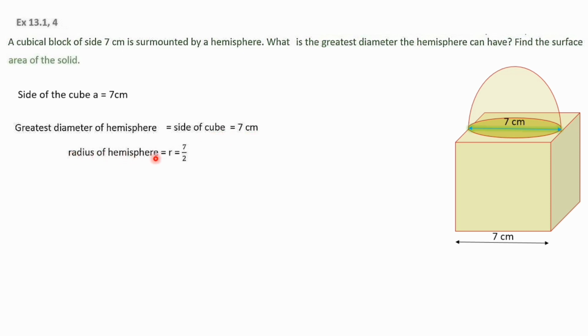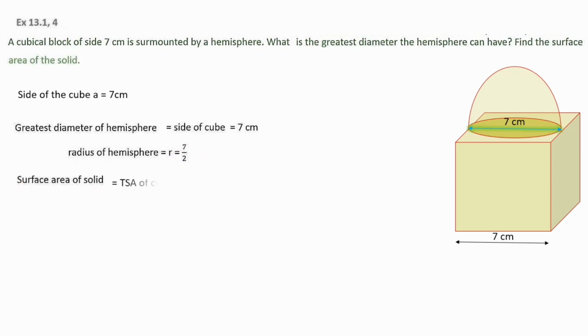Then radius of the hemisphere. Now we know that this is the diameter. Diameter half is the radius. So 7 by 2, that is equal to 3.5. If you want, you can write that, or else keep 7 by 2, because this numerator 7 is very good for us, because we are just multiplying with pi. Pi value is 22 by 7, so that 7 and 7 will be cancelled. Calculation will be easy for us. Or else simply you can write 3.5. The calculation method you can choose by your own wish.